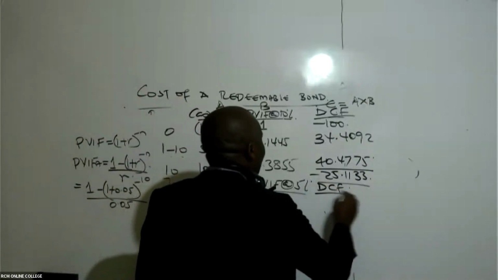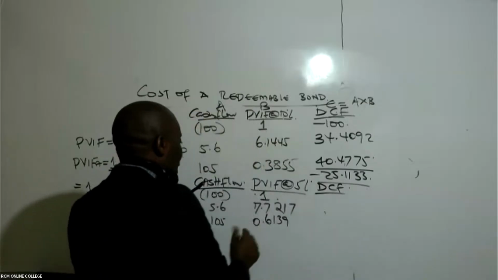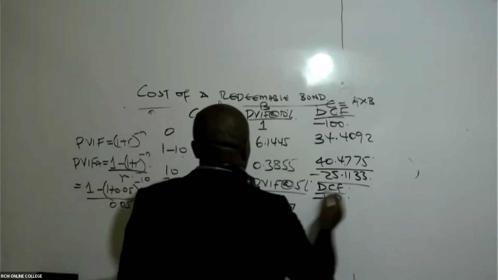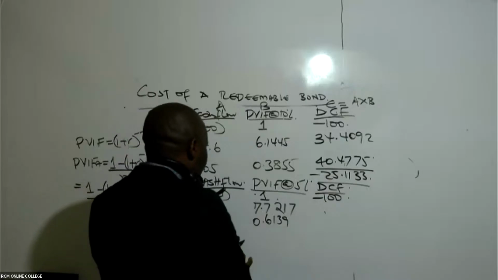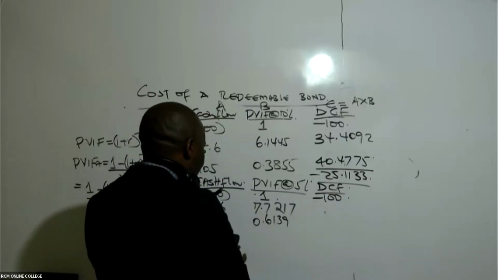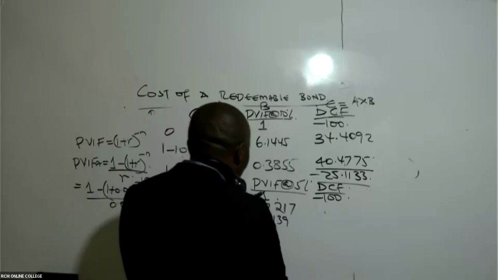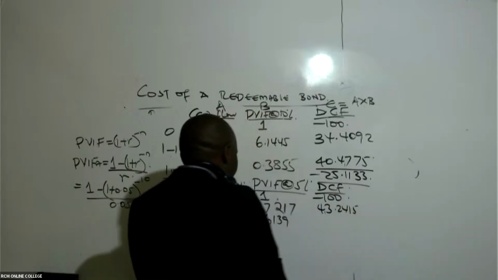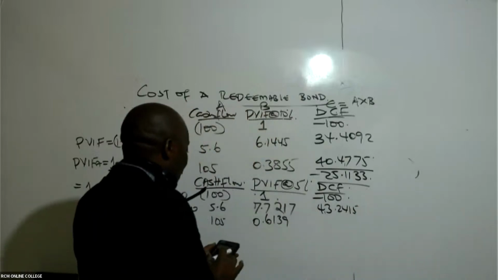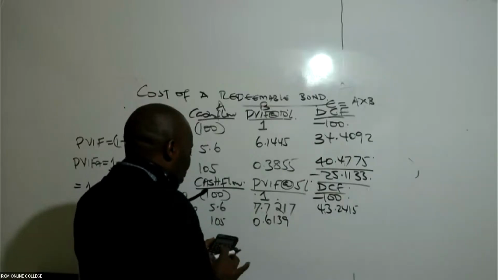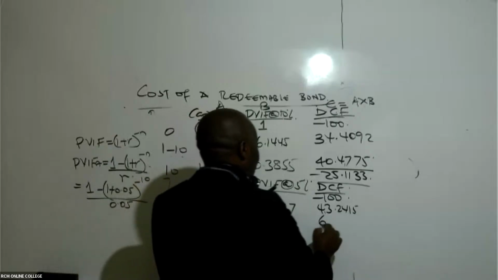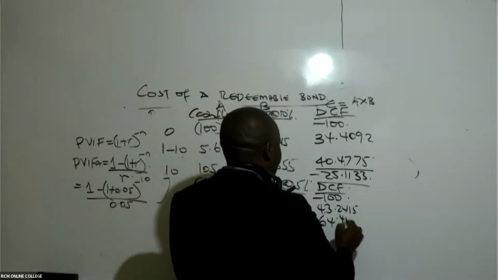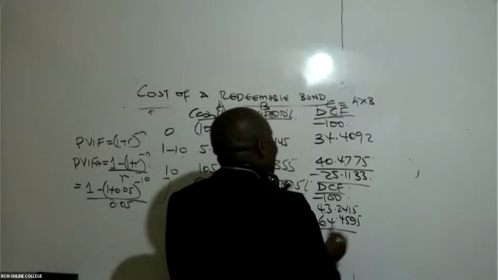So discounted cash flows, what do I have here? I have -100. We have 5.6 times 7.7217, which will end up giving me 43.2415. Then lastly, I have 105 times 0.6139. What are we going to get here, somebody? 64.4595. So please add the three numbers.